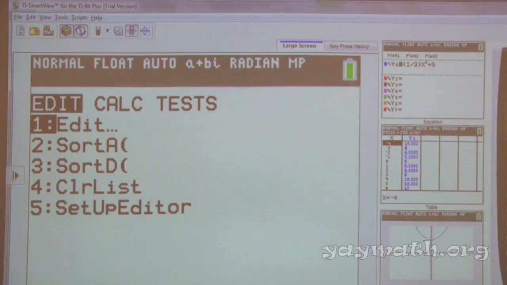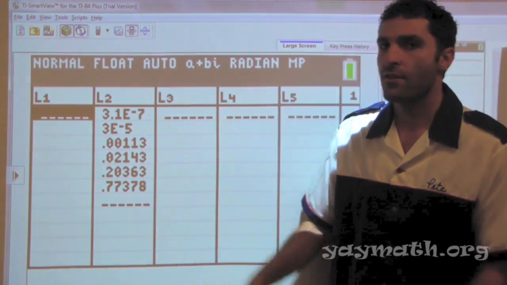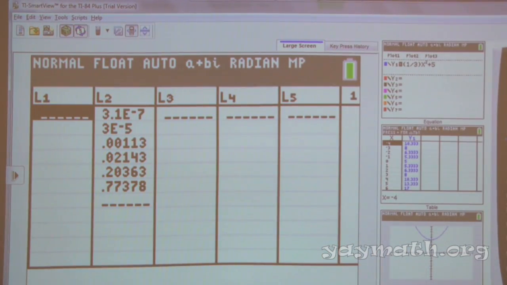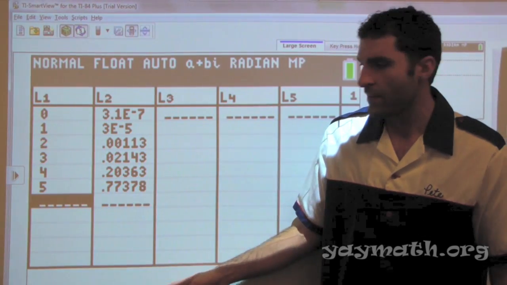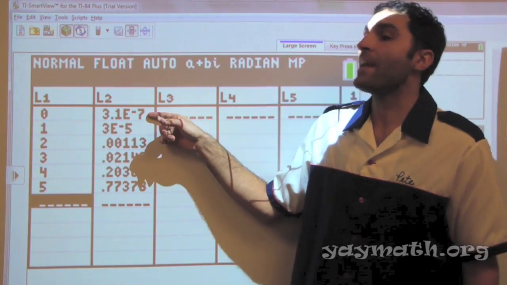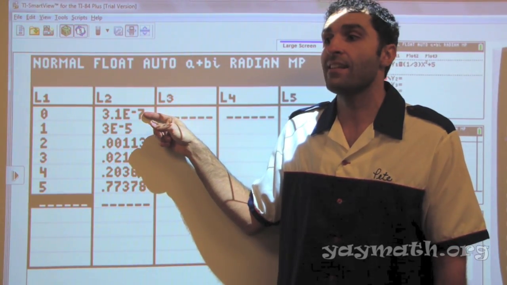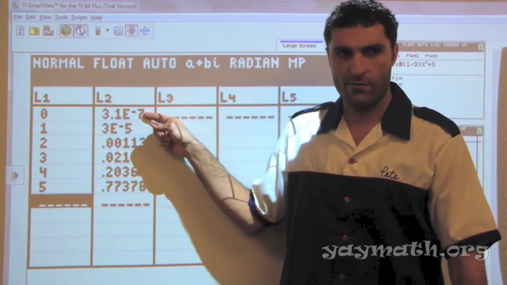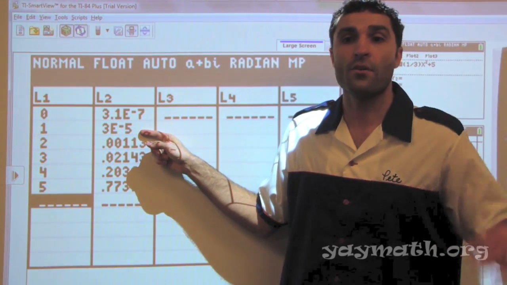I go to stat and edit, and there they are. These are the answers for each number of successes. 0 successes, 1 success, 2 successes, 3, 4, and 5. Do these numbers look familiar based on what we've been calculating? Not the first 2, because we haven't done it. So the chance of no one recognizing McDonald's out of 5 people is exceedingly small. The chance of 1 person out of 5 recognizing McDonald's is also very small.